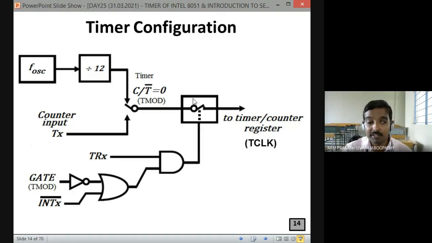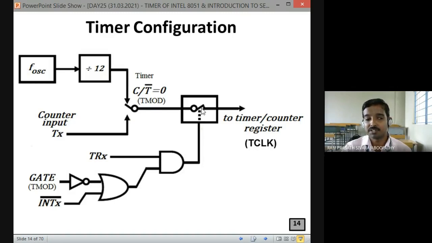Fine. Then you have a switch here. இந்த switch க்ளோஸ் ஆனாதான் எனக்கு டைமர் ஆபரேஷன் நடக்கும். That means இங்க வர்ற பல்ஸ் இங்க உள்ள போகும். இந்த switch ஓபன் ஆயிடுச்சு அப்படின்னா you won't be getting the clock pulse. T clock அப்படின்னு போட்டுருக்குது, டைமர் மாடியூலுக்கு போற கிளாக்கிங்.